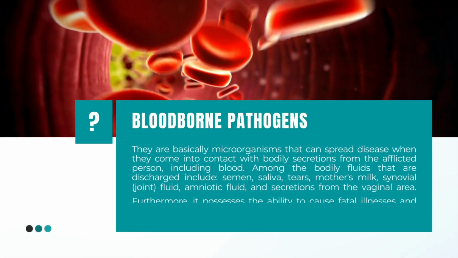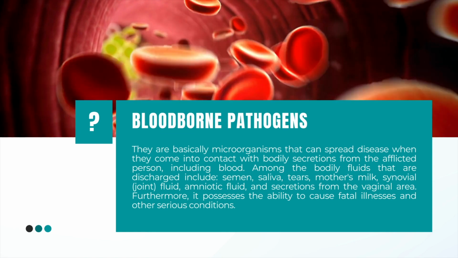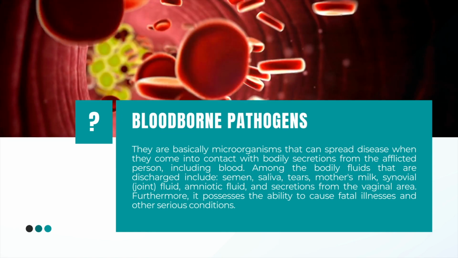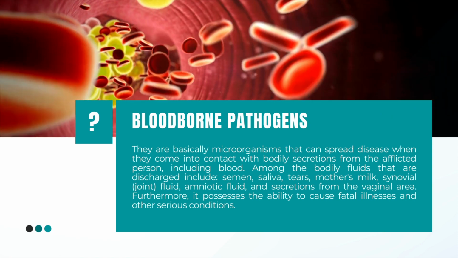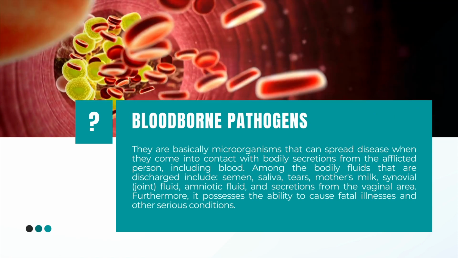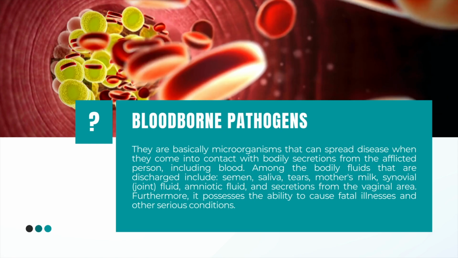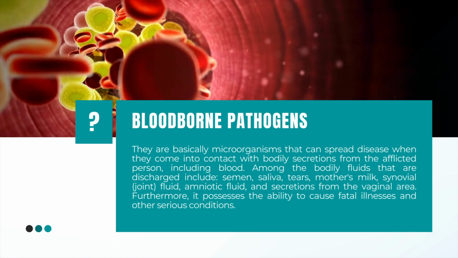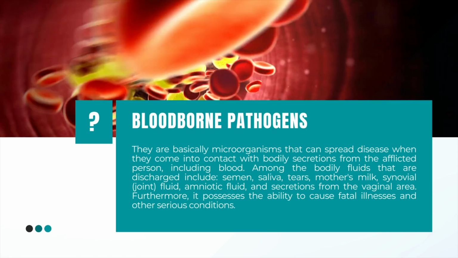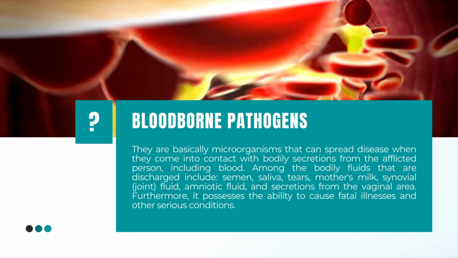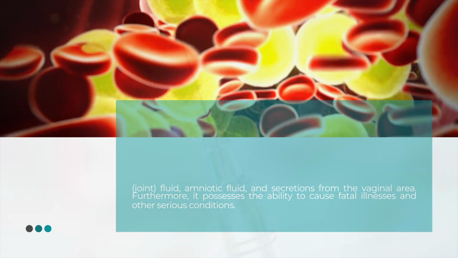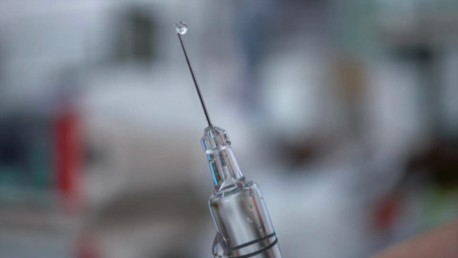Bloodborne pathogens are basically microorganisms that can spread disease when they come into contact with bodily secretions from the afflicted person, including blood. Among the bodily fluids that are discharged include semen, saliva, tears, mother's milk, synovial fluid, amniotic fluid, and secretions from the vaginal area. Furthermore, it possesses the ability to cause fatal illnesses and other serious conditions.